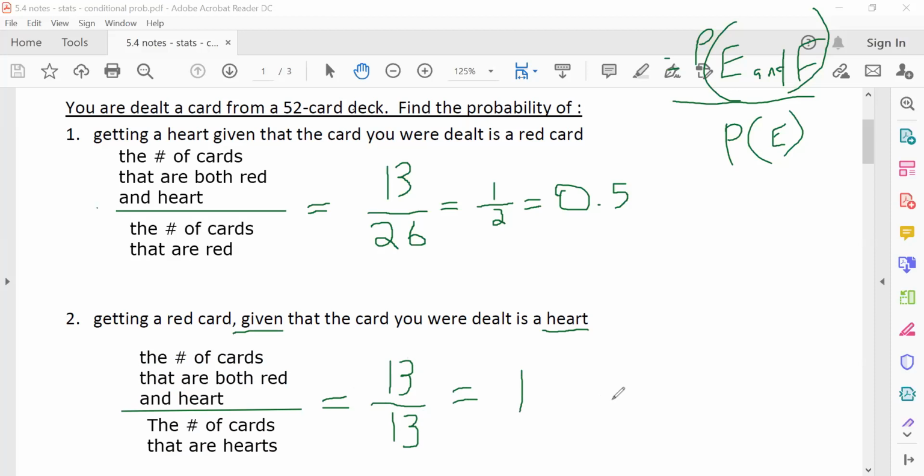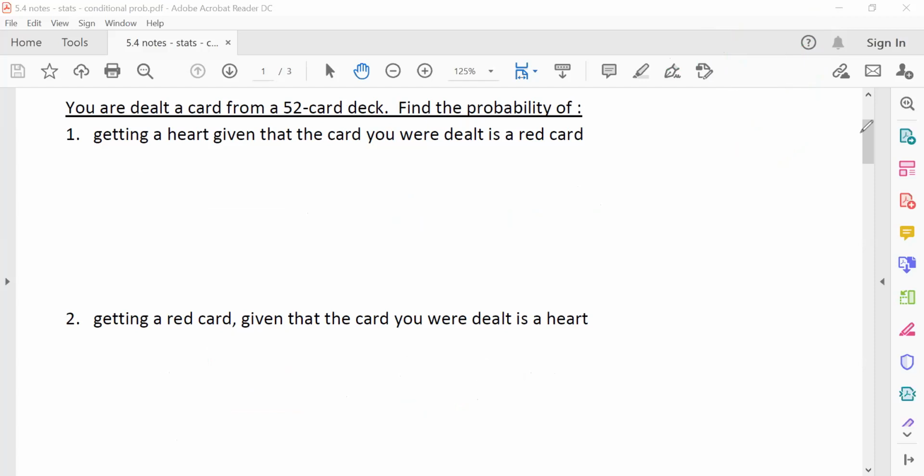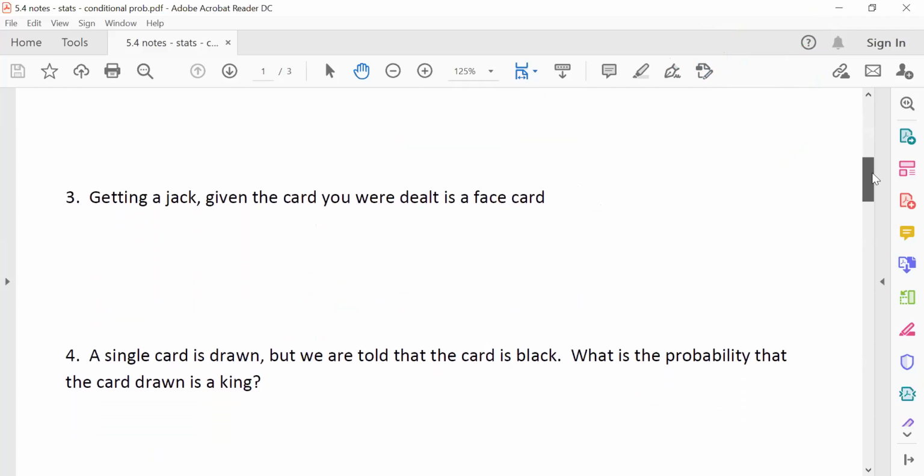Now let's think logically about that. If I pull the card out, I'm the dealer, and I know, or I tell you that it's a heart, then the probability that you're about to get a red card, well, if you know it's a heart, all hearts are red cards, so it's a 100% chance you're going to get a red card. And that's exactly what this probability calculation demonstrated. So it just kind of makes sense how conditional probability works in that manner.